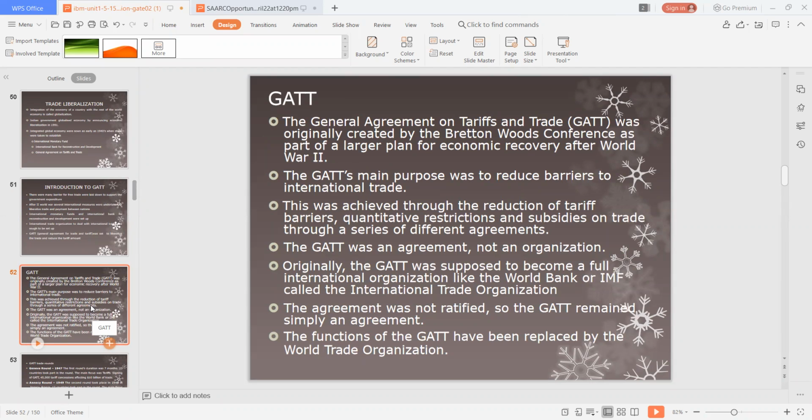About the GATT, the General Agreement on Tariff and Trade was originally created by the Bretton Woods Conference as part of the larger plan for economic recovery after World War II. The GATT's main purpose was to reduce barriers to international trade. This was achieved through the reduction of tariff barriers on trade through a series of different agreements. The GATT was an agreement, it's not an organization. Originally, the GATT was supposed to become a full international organization like the World Bank or IMF, called the International Trade Organization. The agreement was not ratified, so the GATT remained simply an agreement. The functions of the GATT have been replaced by the WTO.